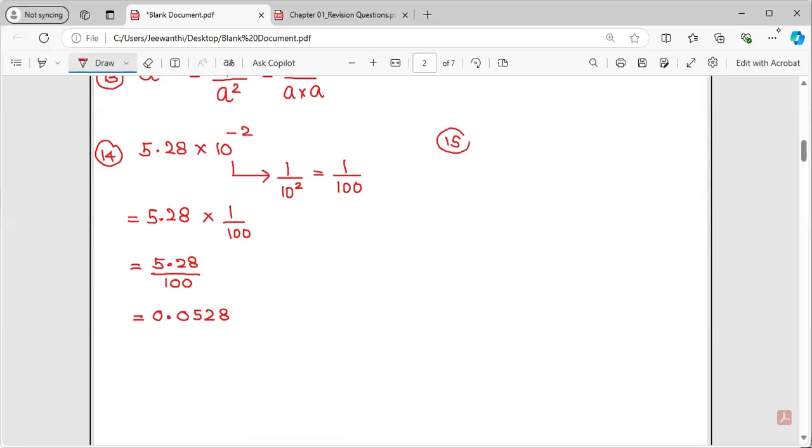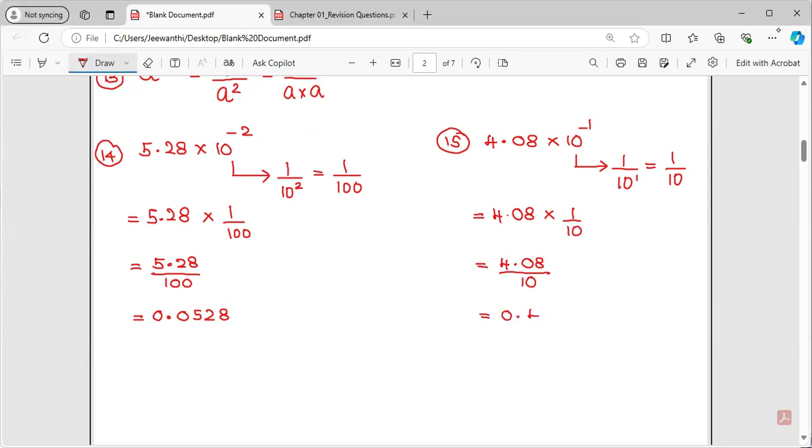Then question number 15, I have 4.08 times 10 to the power of negative 1. The same thing we should do. First, I write this as a positive index, 10 to the power of 1, that means 1 over 10. I rewrite the question: 4.08 multiplied by 1 over 10, which is 4.08 divided by 10. So then the answer is 0.408, because this time you go only one step.